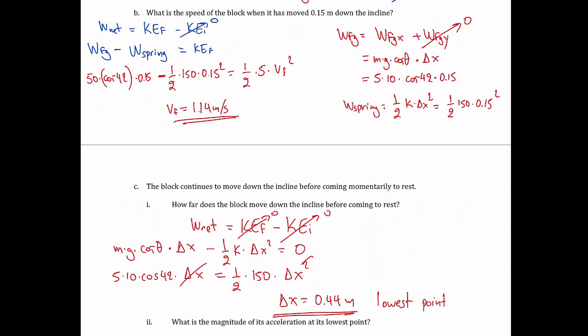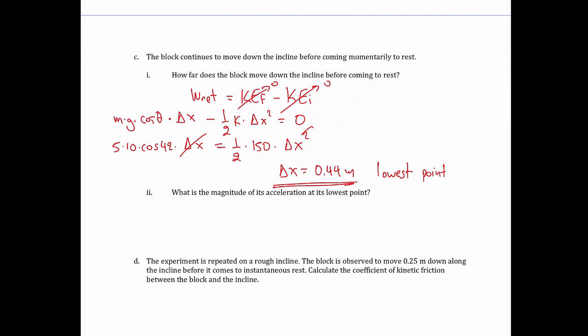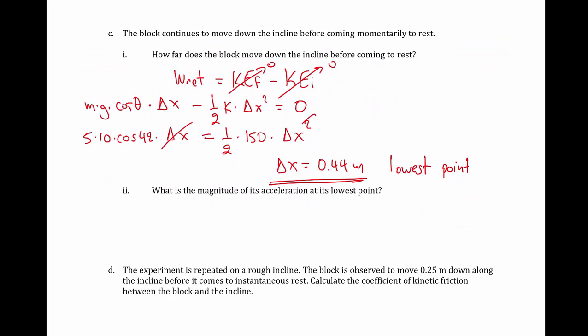And at that point, we need to find the acceleration. Now, obviously, in order to find the acceleration, we'll use F net divided by the mass. However, at that point, we have this. Actually, sorry, we have this.